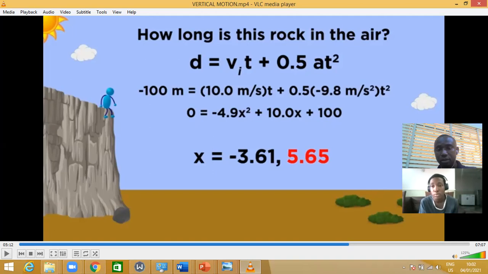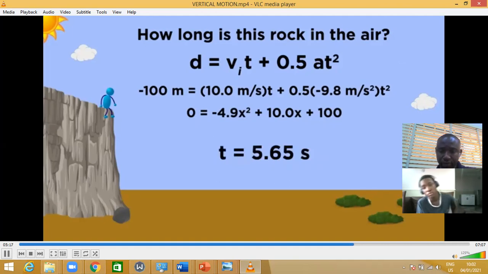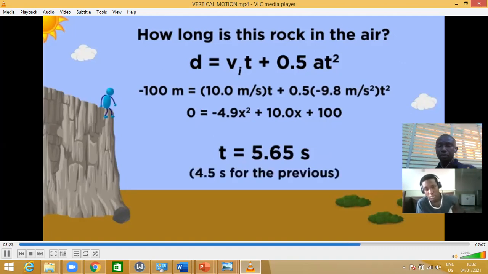Plus or minus, no. As it problem, it doesn't make sense to discuss negative quantities of time. So we can conclude that it takes 5.65 seconds for this rock to hit the ground, a little over a second longer than the one we simply dropped.